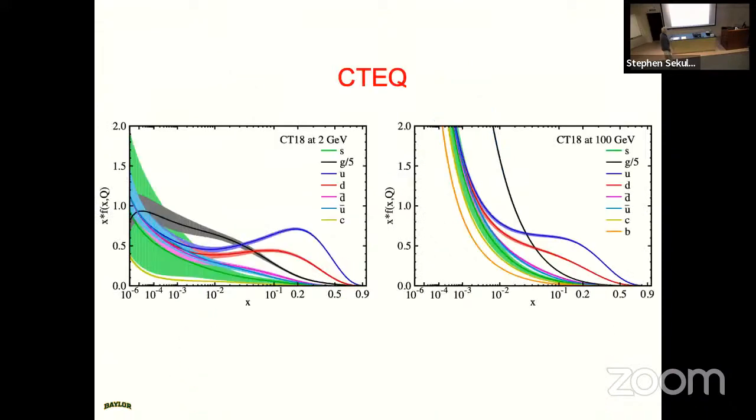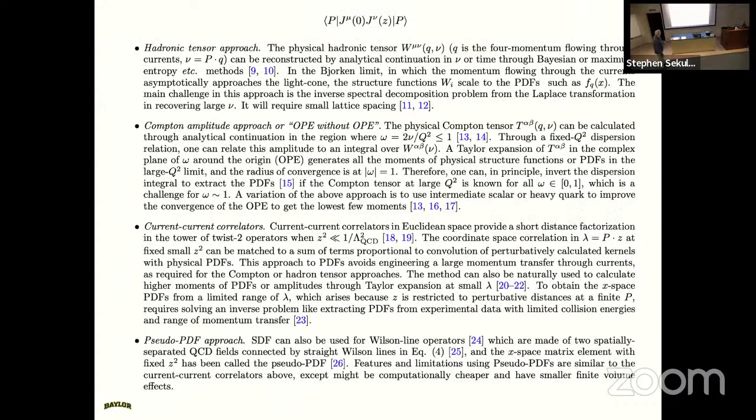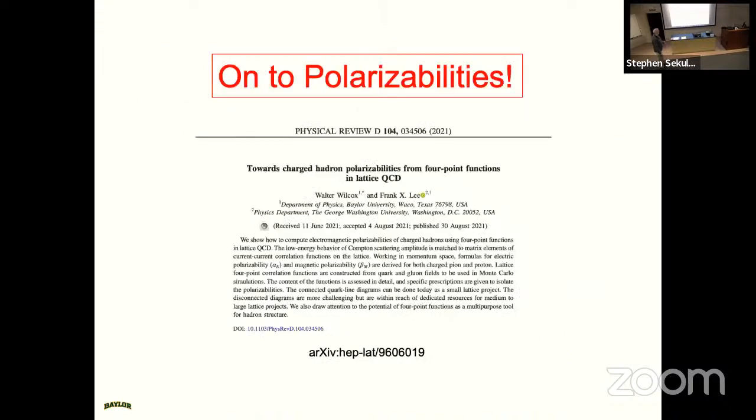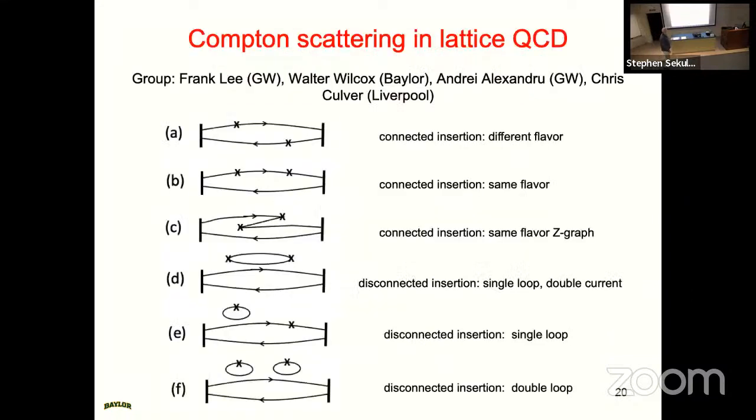Okay, all right. So here's CTEC, and here's the parton stuff. And here's my point about agreement of the methods. Now it's on polarizabilities. So how do you do that? Well, it's actually the same diagrams as for PDFs, structure functions, whatever. Only here we're working with pions. So it's easier to do this for mesons than it is for baryons. But these are the same types of diagrams. Here are my collaborators. So these three are the connected pieces: connected insertion, different flavor, connected insertion, same flavor, connected insertion. So this is the Z graph.